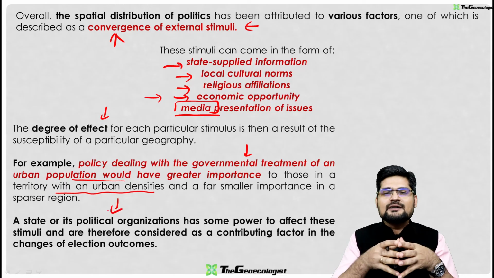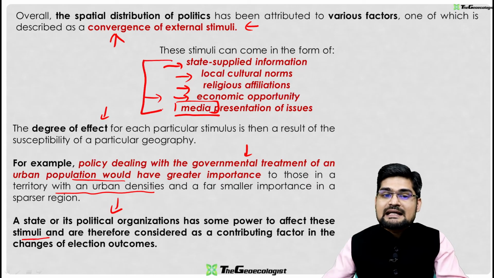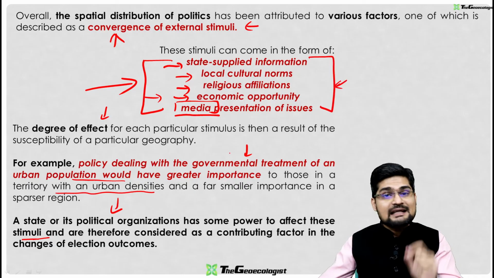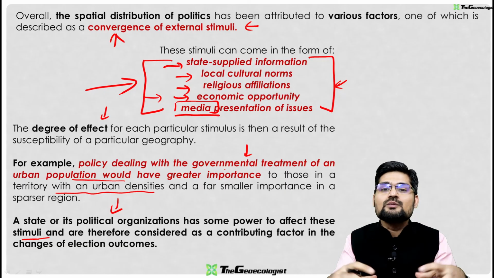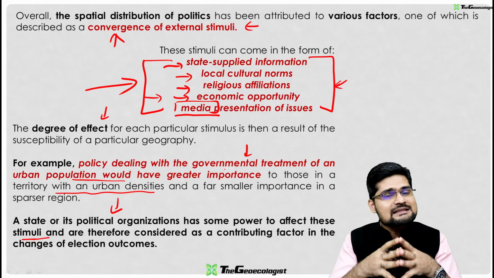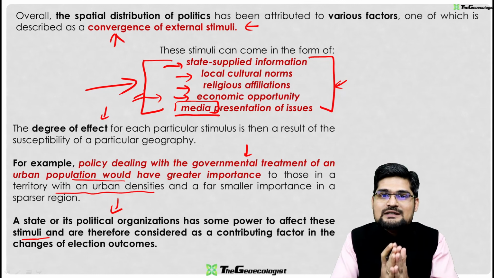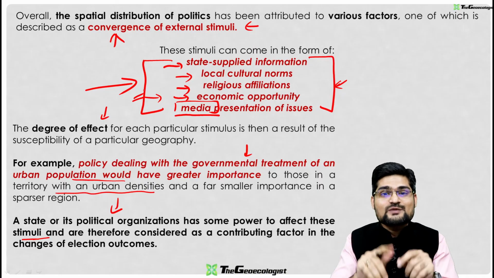So a state or its political organization has some important power to affect these stimuli. So state control is very important to look into. That is, the state controlling all these factors. If the state is controlling these factors, it means the majority of the chances are that the state will continue to be the way it is and it will be progressing on the same lines that it is. So it's very important to understand the role of these particular variables across space, and that's why we say electoral geography has a relevance in the present as well as in the future, and that's why it's very important to study in political geography.